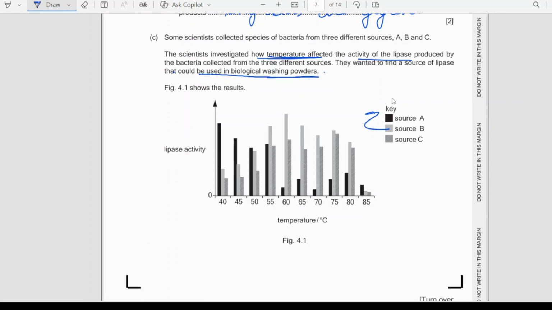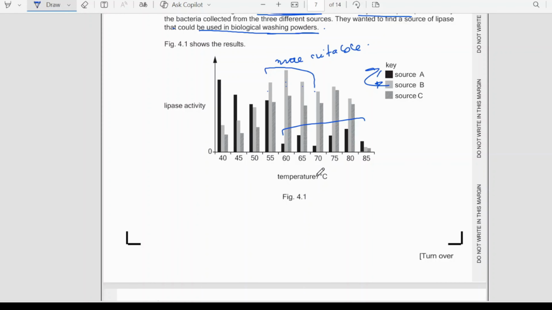Okay, they have a higher activity. So we have told about B. What about A and C? A is active, yes. So its optimum temperature is 40. Okay, and what about B? Okay, C. B has an optimum temperature of 60 and C has an optimum temperature of 75. Correct.